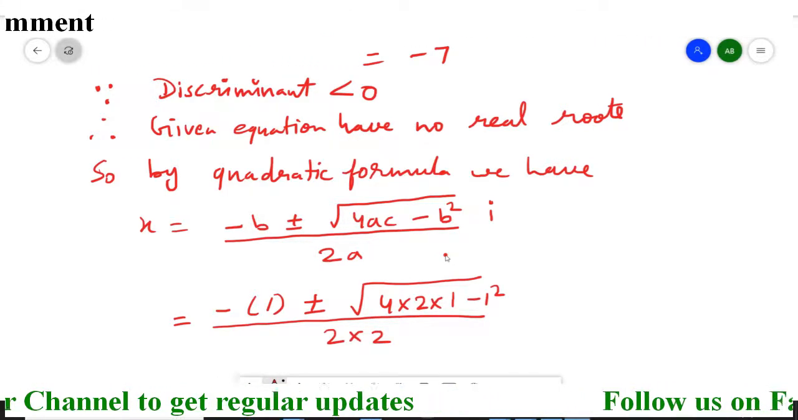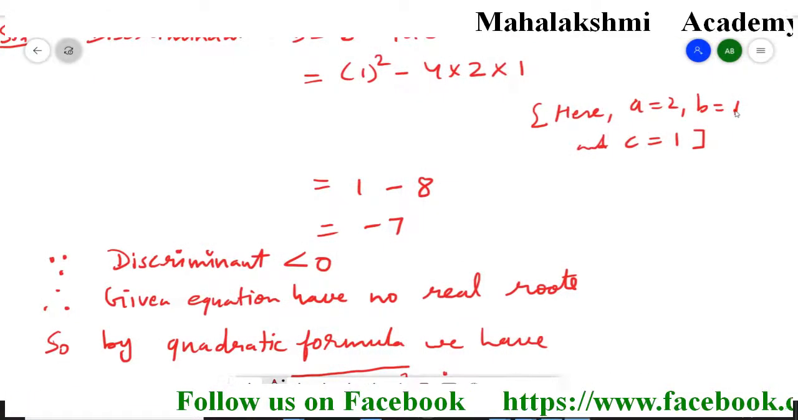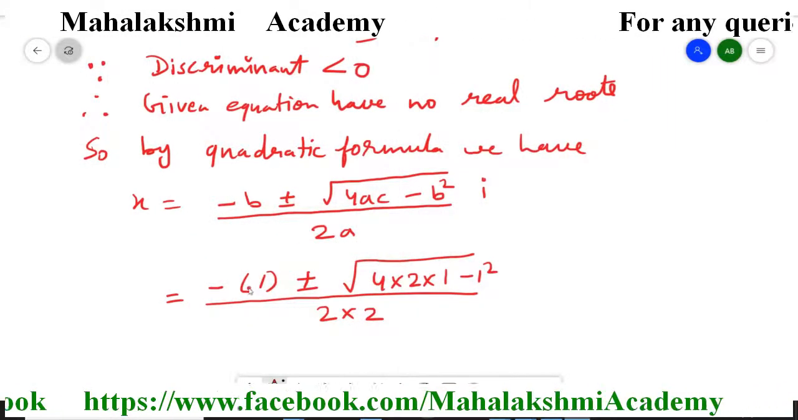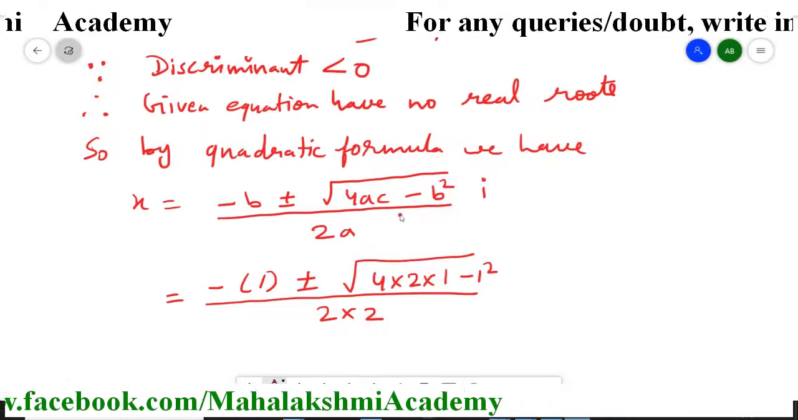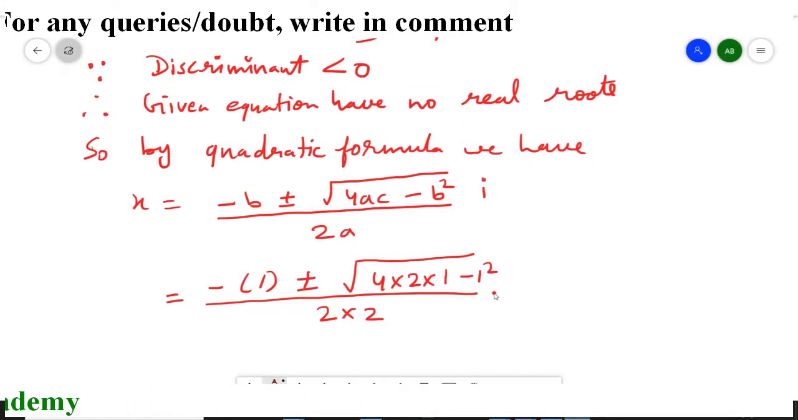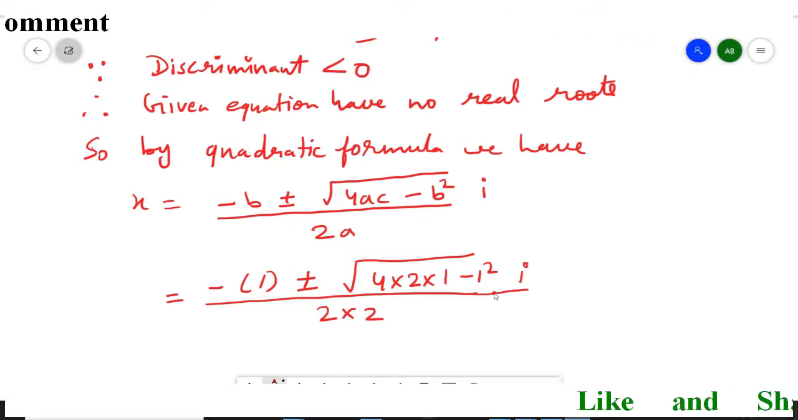Now how I substituted the values from here: a is 2, b is 1 and c is also 1. So those values I substituted. So b is 1 and a is 2, c is 1 and b is again 1. So like this we replace the values, and iota will come in multiplication. So finally iota will be written here.